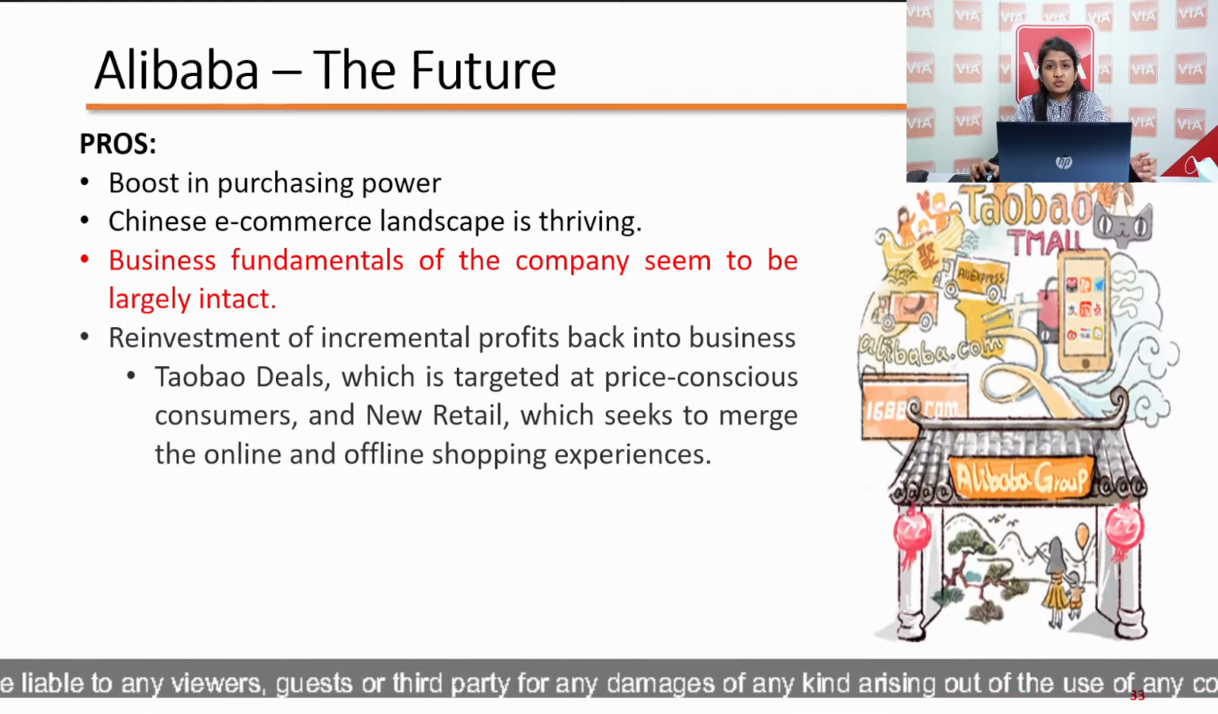The company plans to invest all of its incremental profits back into business. It wants to put money into strategic areas, for example, Taobao deals, which is targeted at price-conscious consumers, and new retail, which will merge the online and offline shopping experiences. So you see here again, they are targeting the masses, so their goals are aligned with that of the CCP.